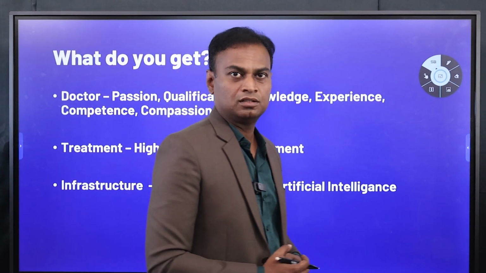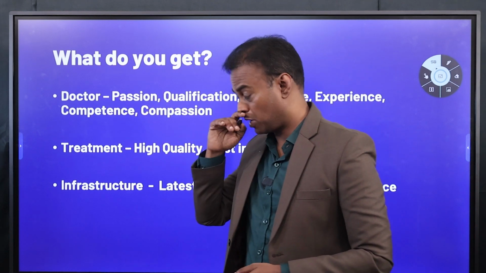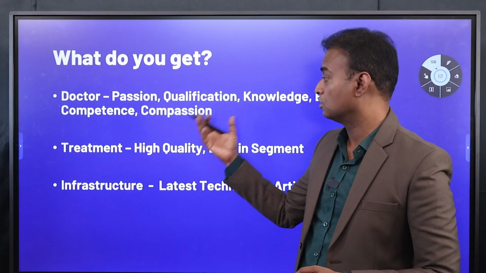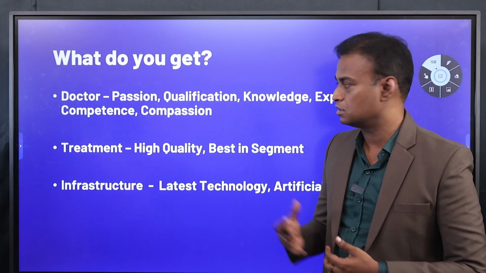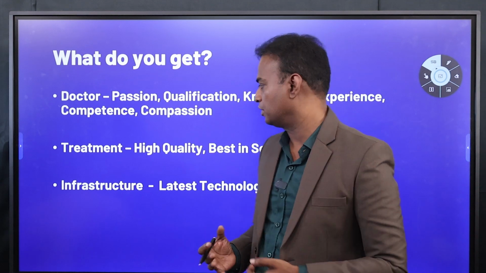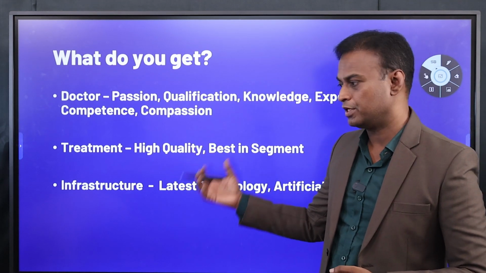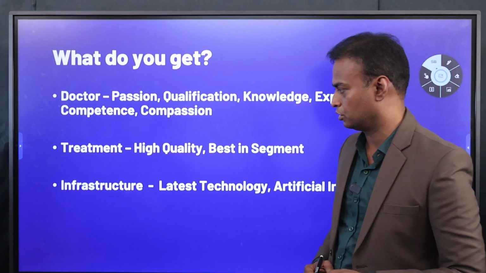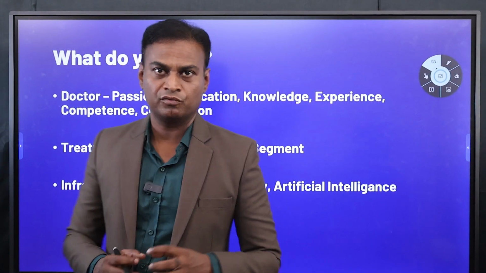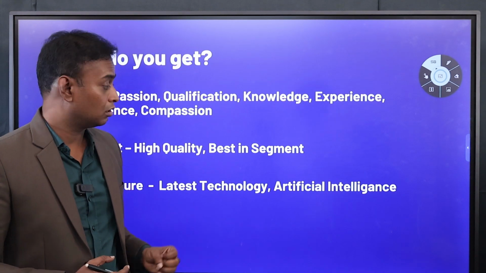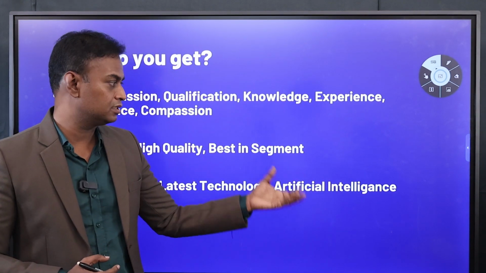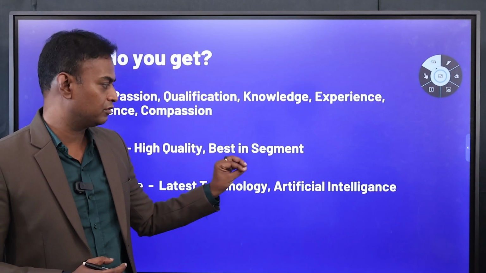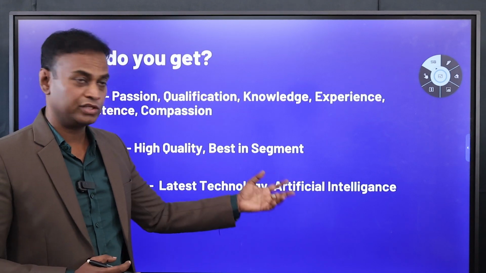And what do you get with Fidicus Homeopathy? Our doctors are passionate, highly qualified, knowledgeable, experienced, competent, and compassionate. This is the expertise of our doctors. Coming to the treatment, we give high quality treatment. The medicines which we give are very high quality, best in the segment. Coming to infrastructure, we have the latest technology in use, and we also combine it with artificial intelligence to treat you and to guide you. This is the first homeopathic clinic where we are using artificial intelligence in treating autism.